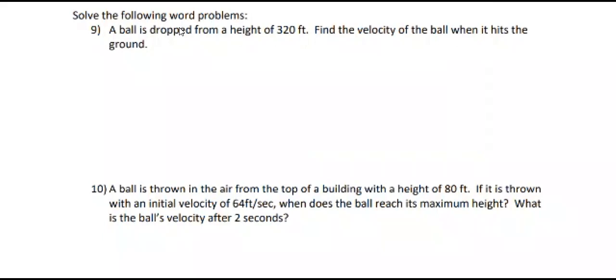So solve the following word problems. A ball is dropped from a height of 320 feet. Find the velocity of the ball when it hits the ground. Well, to solve questions like this, you have to know this equation: s is equal to ut plus 1 over 2 gt squared. And u is the initial speed, or how fast the thing is moving in the beginning. Since the ball here is being dropped, u is going to be 0.